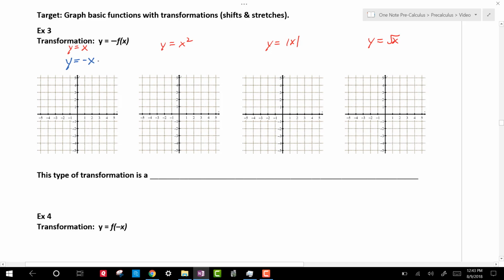It has a y-intercept at (0, 0), so it starts at the origin, but instead of going up 1 and 1 to the right, it goes down 1 and 1 to the right, so it has a negative slope. On a linear equation, all that negative does is change my slope from positive to negative. On a parabola, all I'm doing is putting a negative in front of the function itself, so I have y equals negative x squared. My absolute value is going to be y equals negative absolute value of x, and y equals negative square root of x.